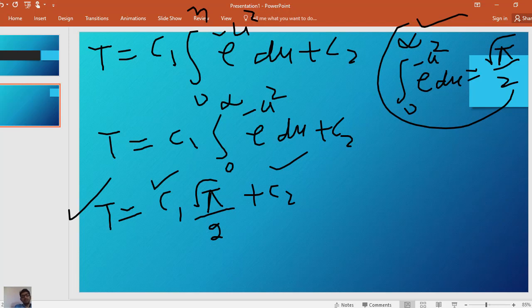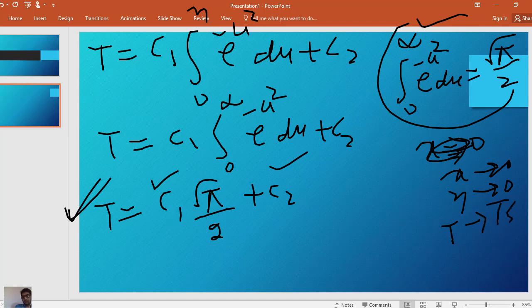So the constant of integration is obtained from the boundary and initial condition. So we know that this is the temperature. Now when x tends to 0, the similarity variable tends to 0, and the temperature tends to Ts.